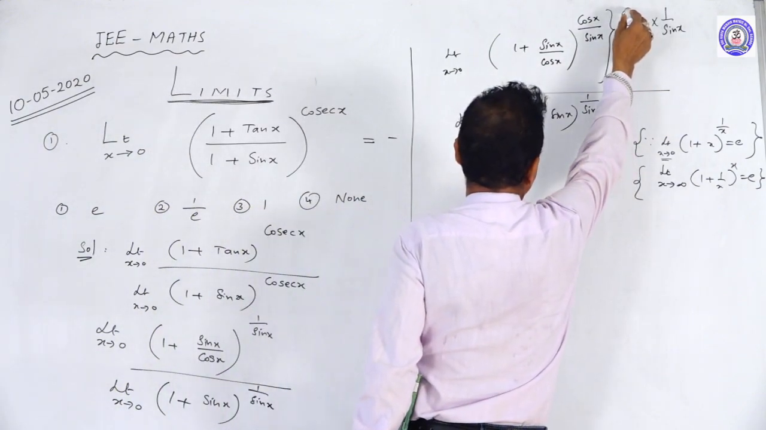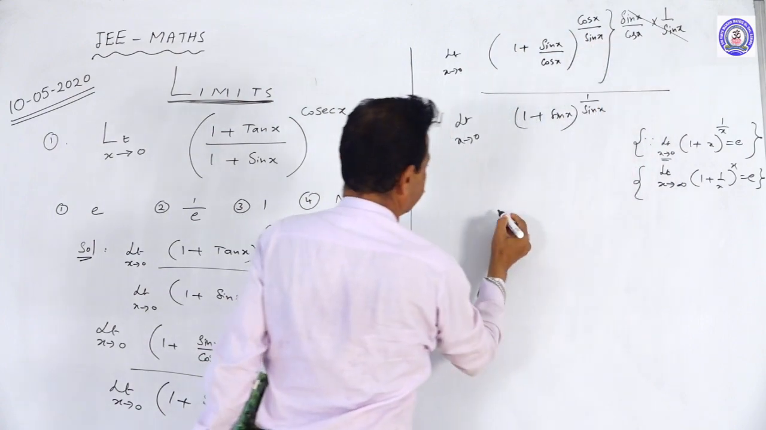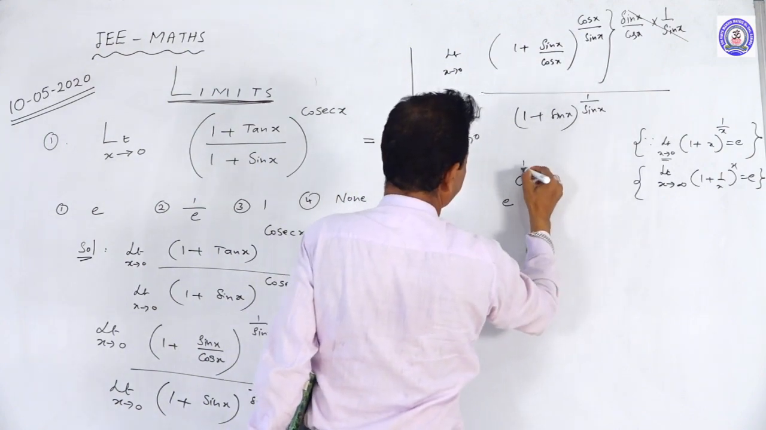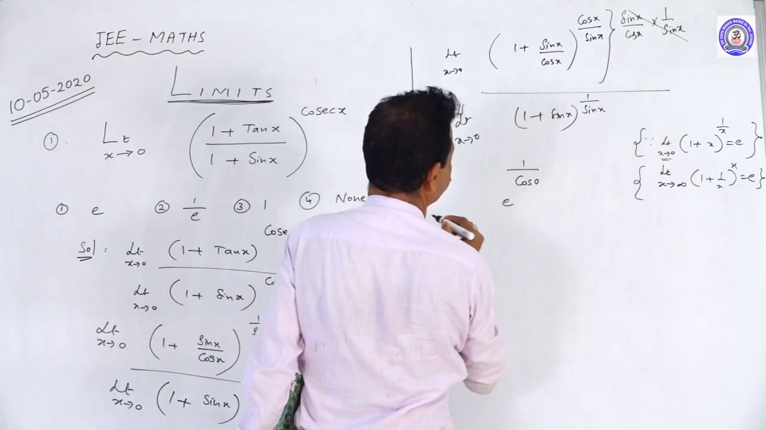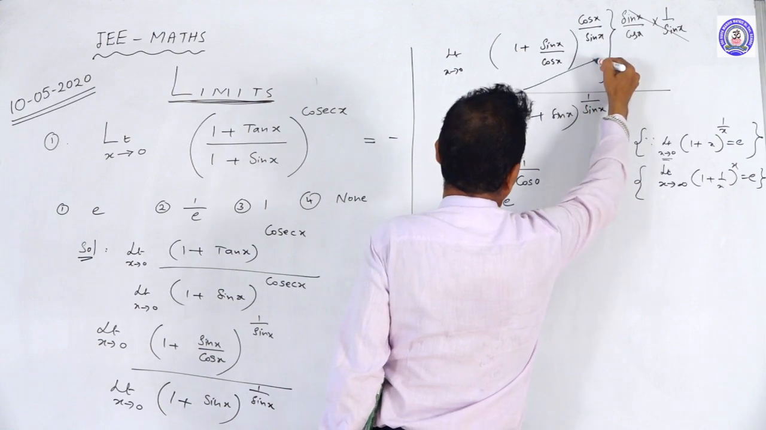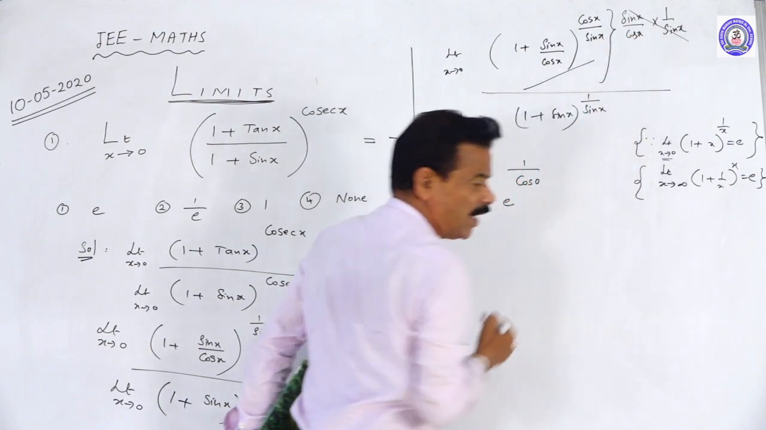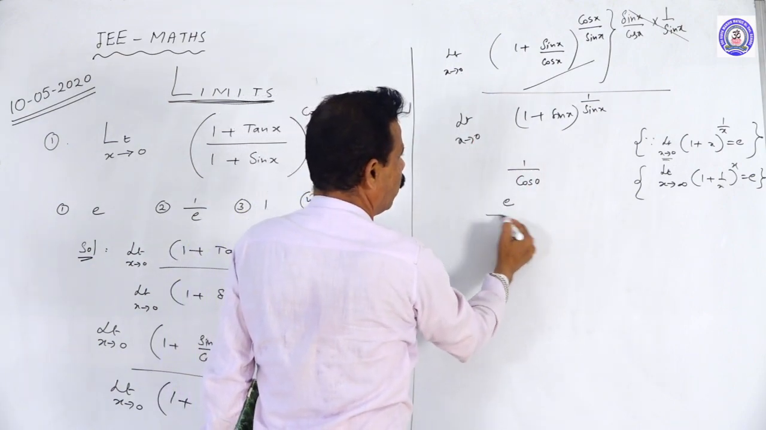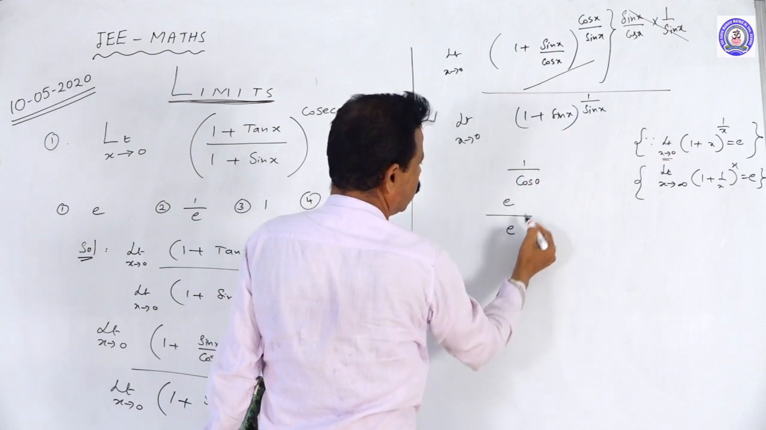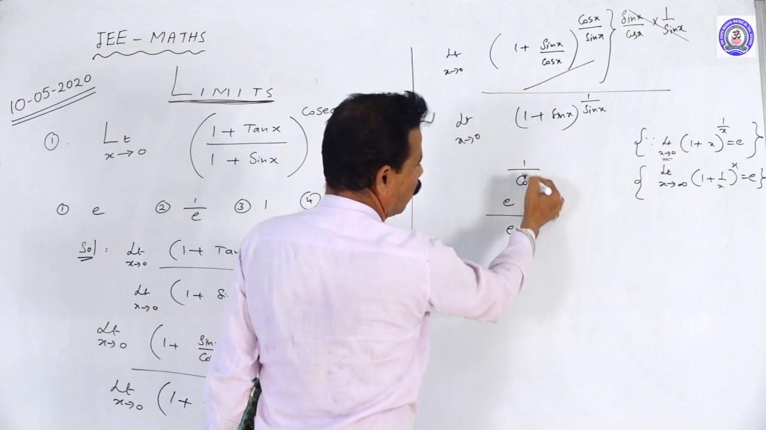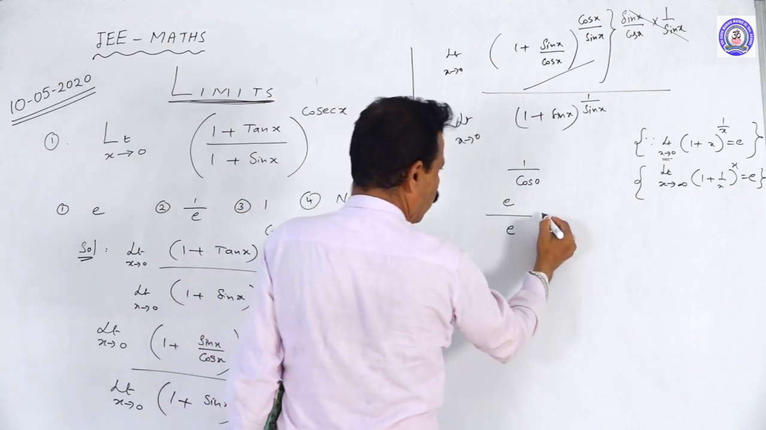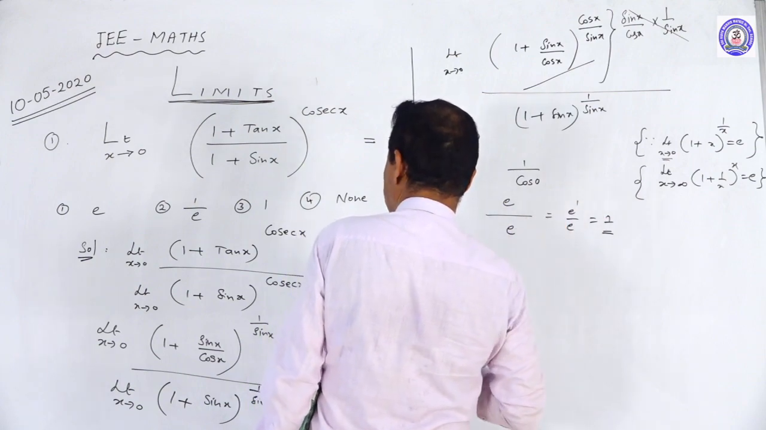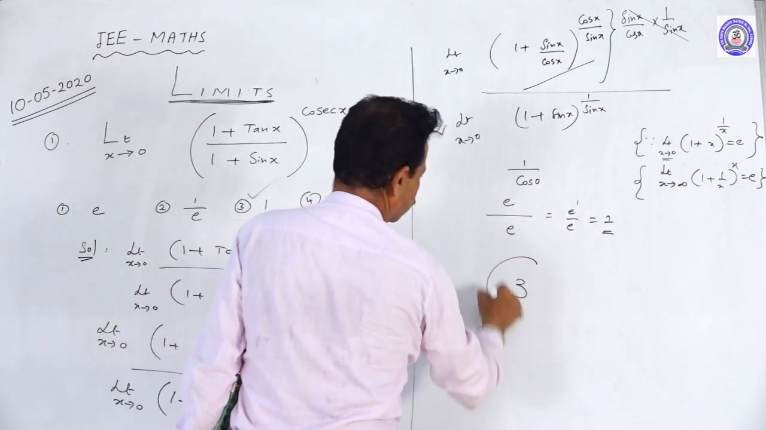So here sin x gets cancelled. This value is e. Power 1 by cos 0. This value is e. Here sin x cancels, 1 by cos x. 1 by cos x, as x tends to 0, 1 by cos 0. Cos 0 value is 1, 1 by 1 is 1. Only e power 1 by e is equal to 1. So the third option is the right answer. Third option.